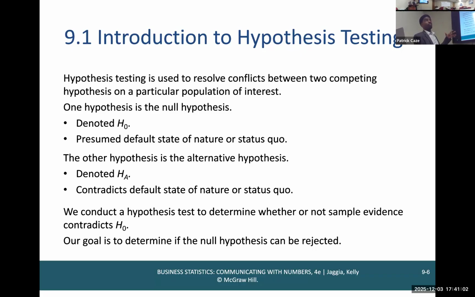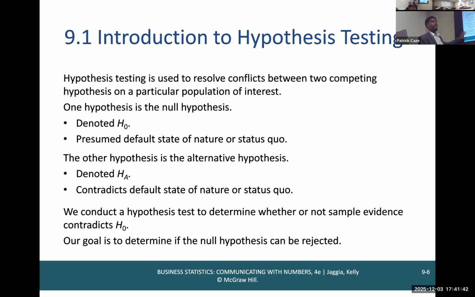And then on the other hand, we have the alternative hypothesis, which is denoted by the H with the small subscript A. It contradicts the default state of nature or status quo. So this is where we come up with our own thought. The null hypothesis is like the sky is blue, and our alternative is that the sky is not blue. We all know it's blue, but just for argument's sake, we'll say the sky is not blue. We conduct a hypothesis test to determine whether or not the sample evidence contradicts the null hypothesis. So what we try to do is either validate or reject the null hypothesis.